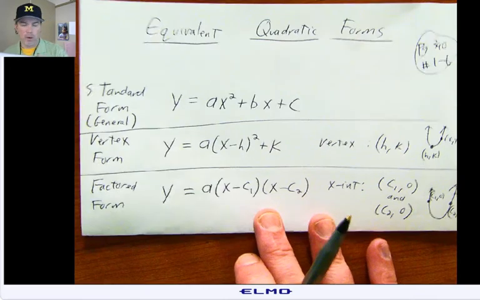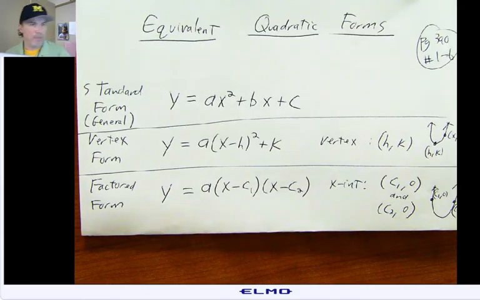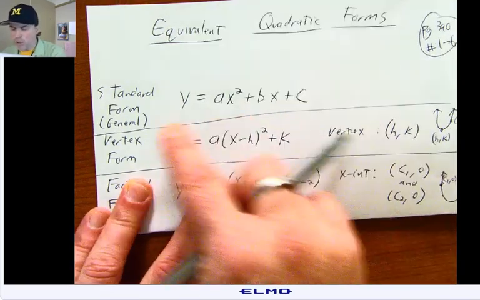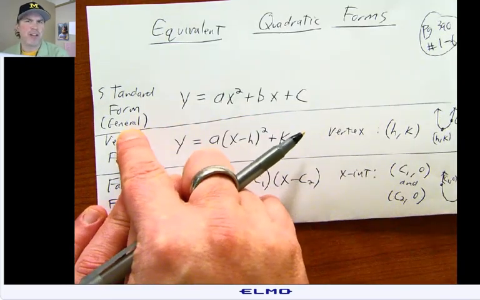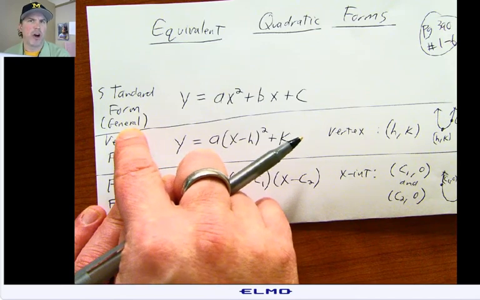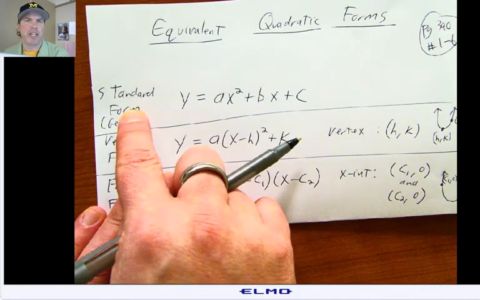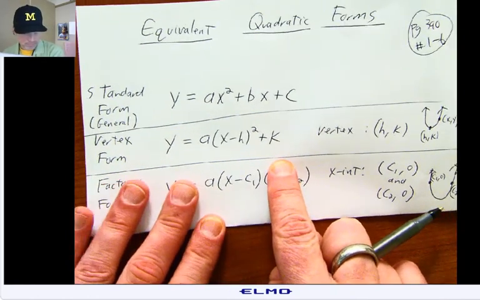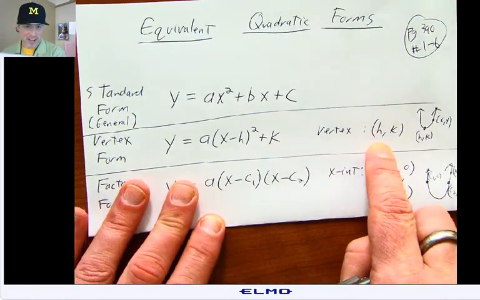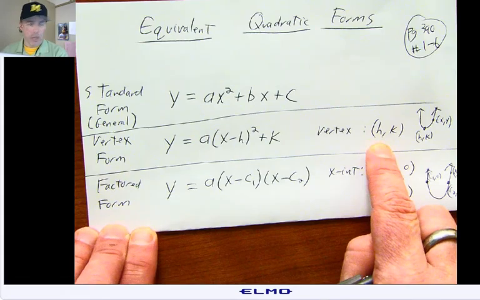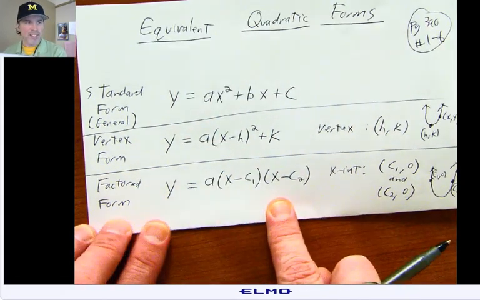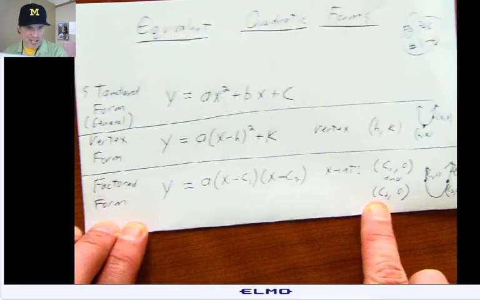We talked about the standard form, which is ax squared plus bx plus c. It's also called general form sometimes. In fact, the instructions in your math book will call it general form. It's the same as standard form. There's vertex form, which is of this variety. It's helpful because it gives you the vertex. There's factored form, which looks like this. And this is helpful because this form gives you the x-intercepts.